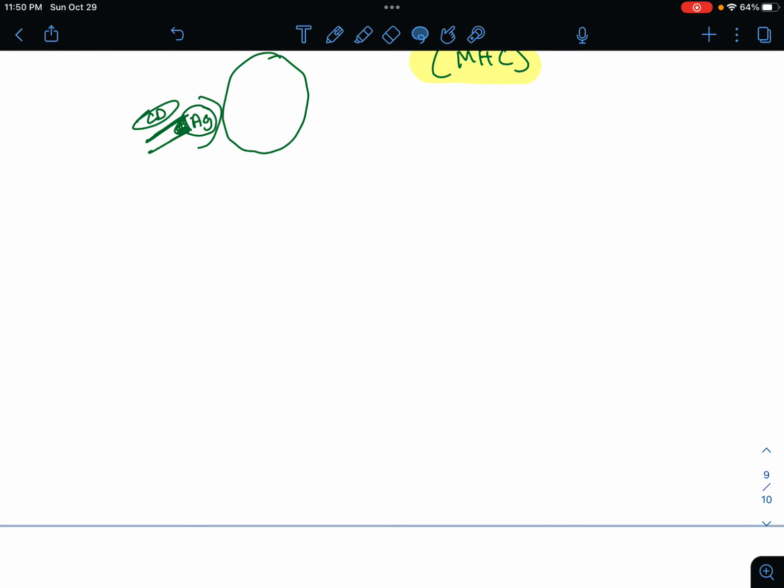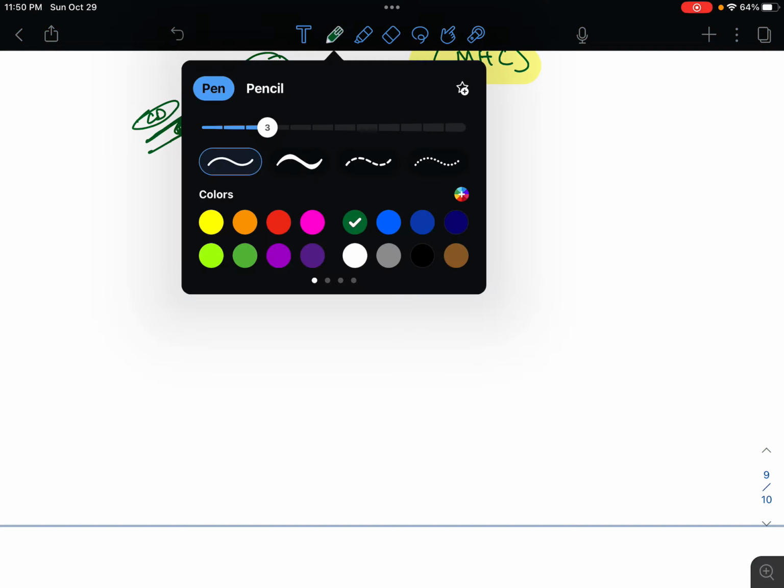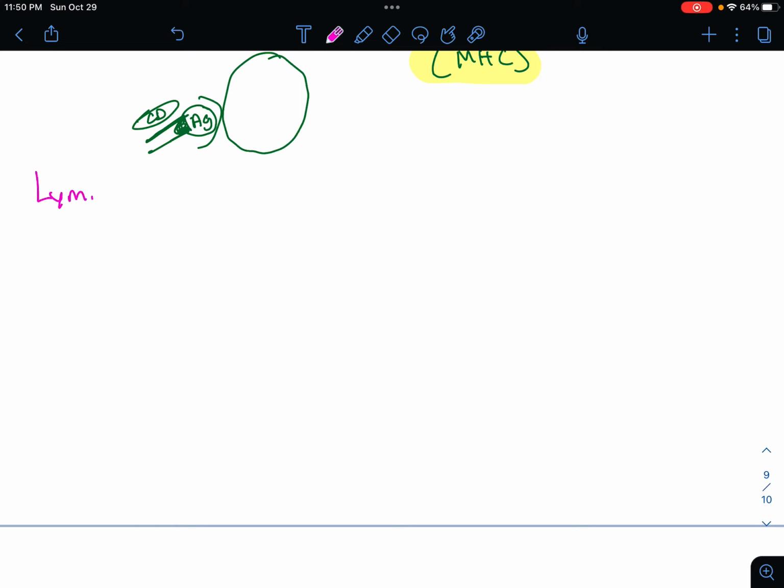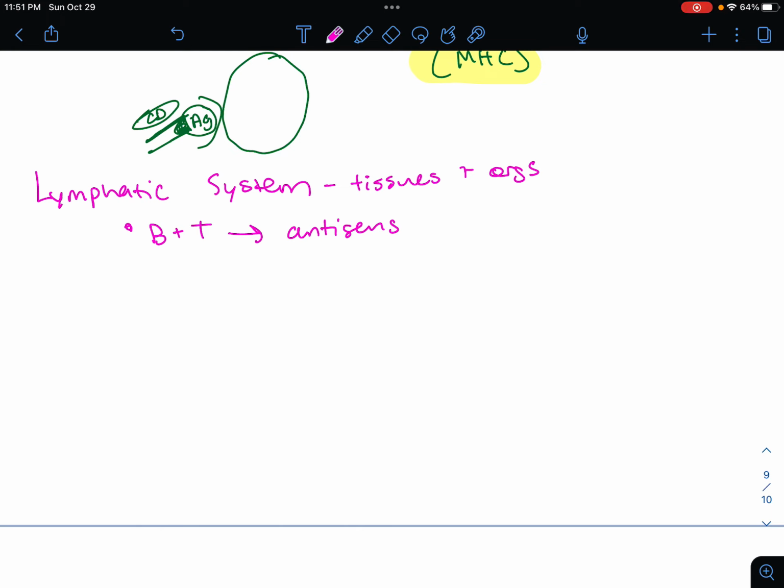Okay, let's move on to the lymphatic system. Of course, lymphocytes, lymphatic system. There's a connection here. In the lymphatic system, we have a collection of tissues and organs. These are going to bring the B and T cells in contact with the antigens. They need to get to those areas. And then in this system, lymphocytes will encounter the appropriate antigen.